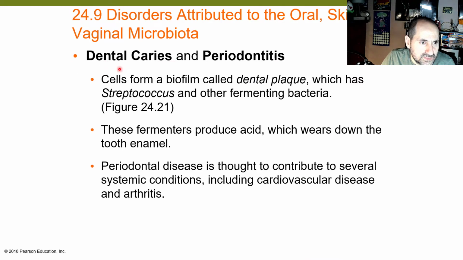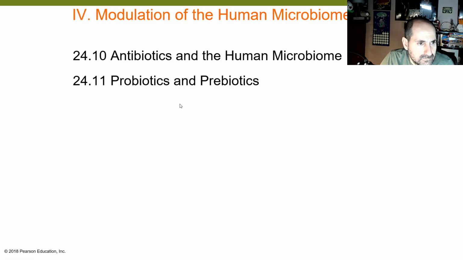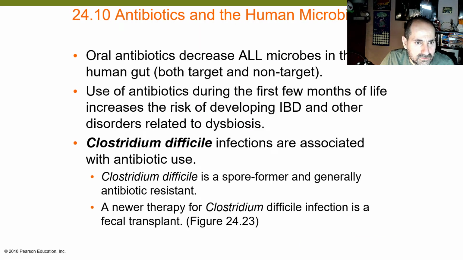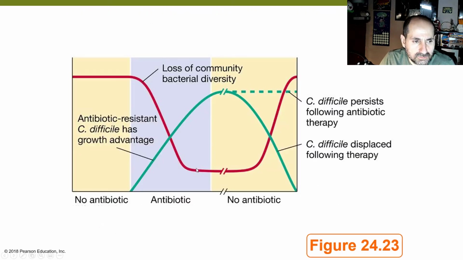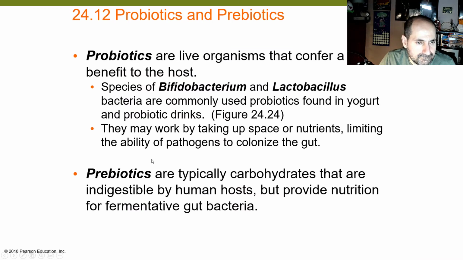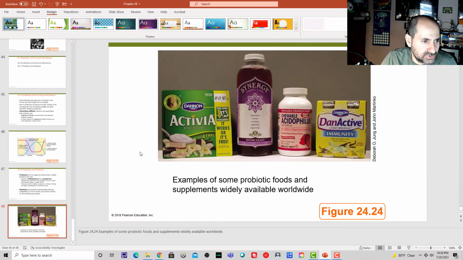Dental caries. You should know that dental caries are usually caused by streptococcus. What else? You should know about Clostridium difficile and how it's a spore former, and how you get Clostridium difficile after antibiotic treatment, and the therapy for Clostridium difficile is fecal transplant. Know the difference between probiotics and prebiotics. All right, so a pretty straightforward chapter there.